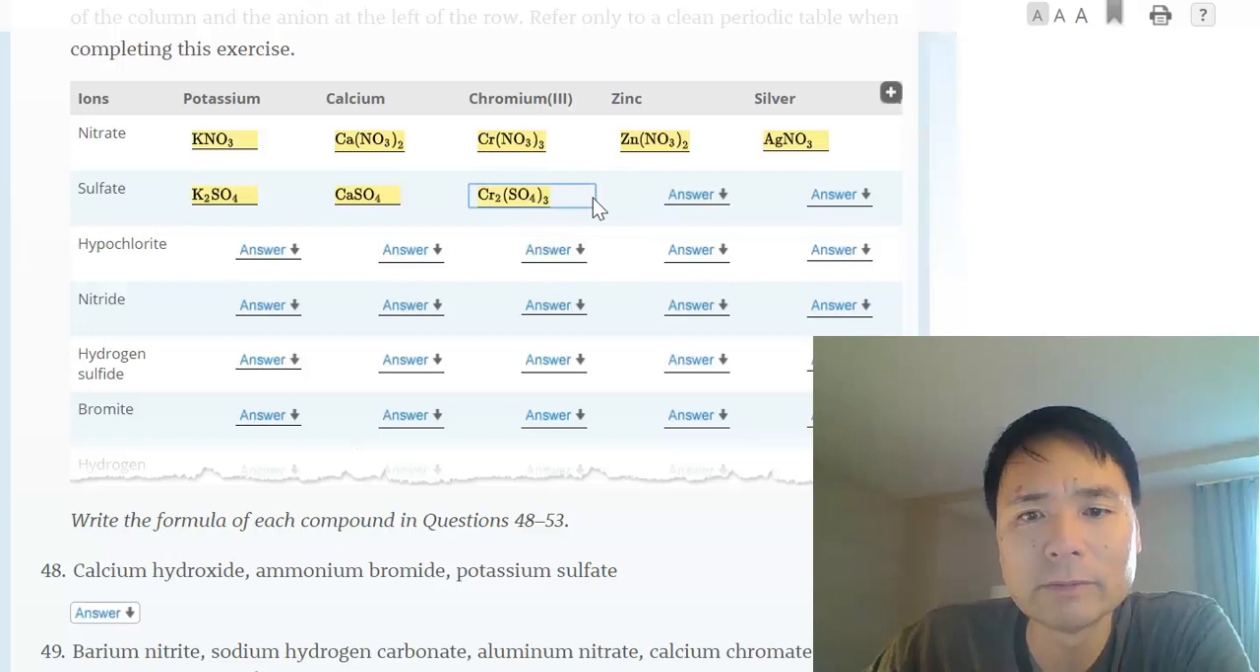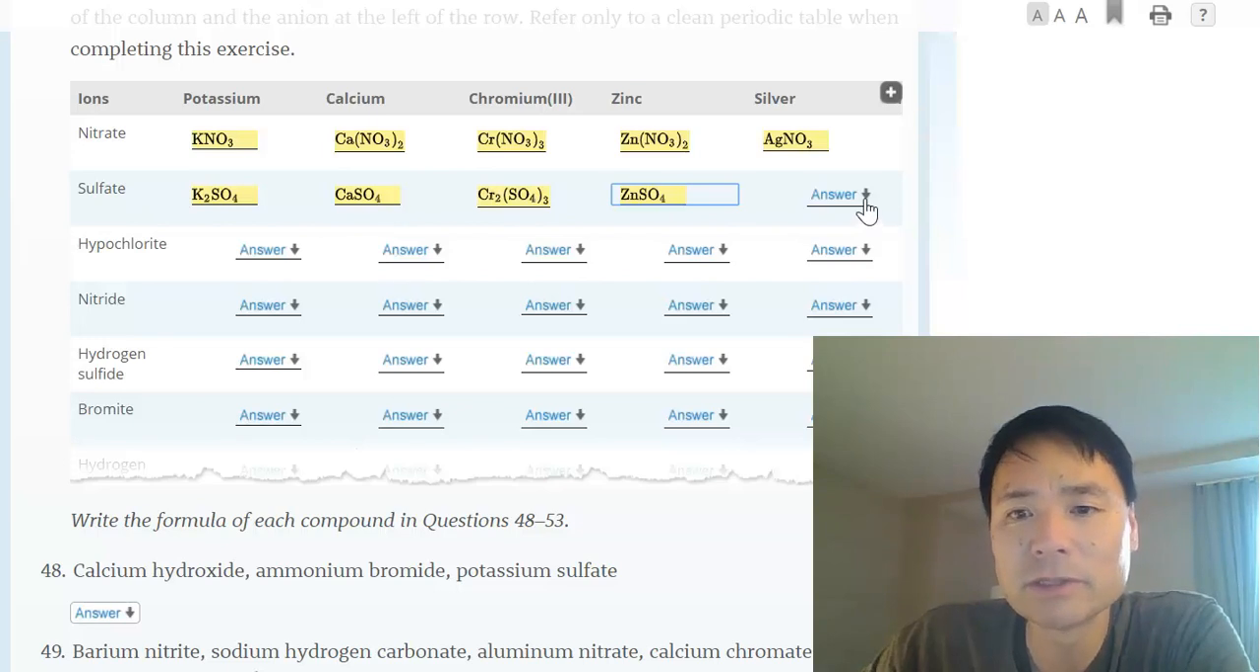Cr2(SO4)3. Zinc is a 2+, sulfate's a 2-, so 1-to-1 works: ZnSO4. Silver is a +1, sulfate's a -2, so we'll need 2 silvers: Ag2SO4.